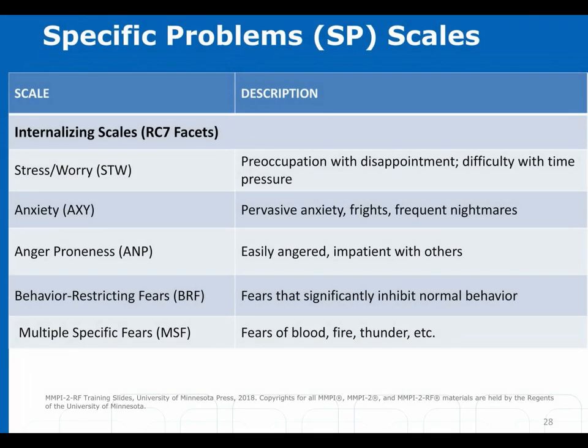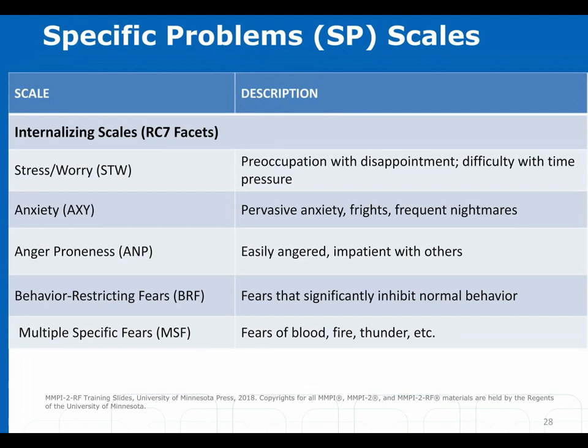On this slide, we have the rest of the internalizing specific problem scales, and all of these are RC7 facets, and as a reminder, RC7 measures dysfunctional negative emotions. Stress worry assesses preoccupation, disappointment, as well as difficulty with time pressure. This scale is a good indicator of obsessive compulsive disorder, as well as generalized anxiety disorder.